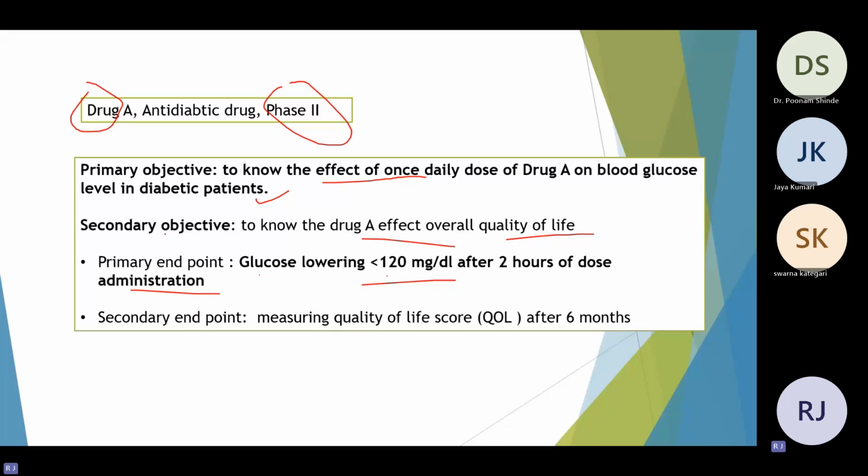Similarly, the parameter that we determine in order to say whether our secondary objective is met or not, we measure a few things. Whatever things we measure to say whether our secondary objective is met or not are called secondary endpoints. For this particular example, what was our secondary objective? Our secondary objective was to know the drug A effect on overall quality of life. So we'll see the quality of life score after 6 months in order to say whether our secondary objective is met or not.